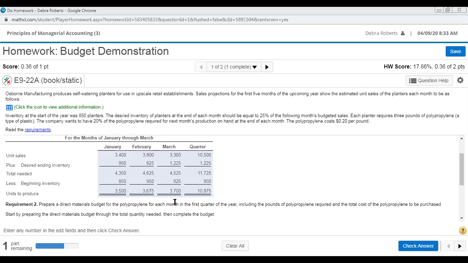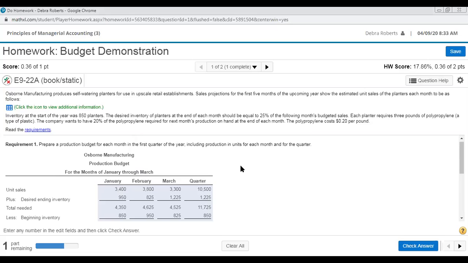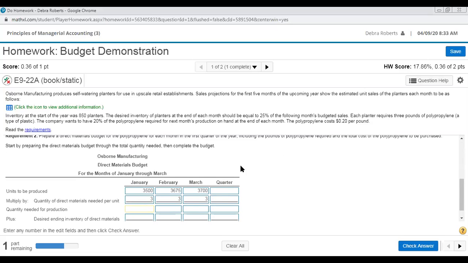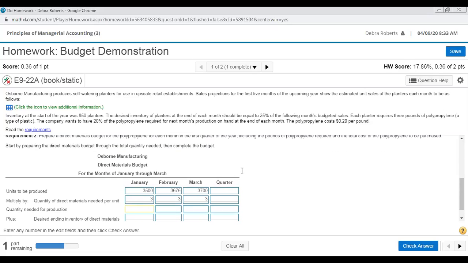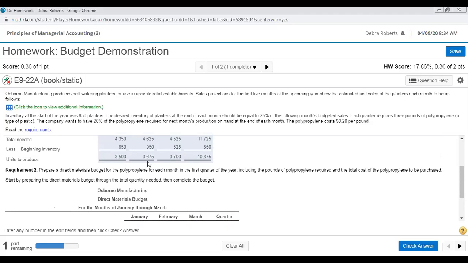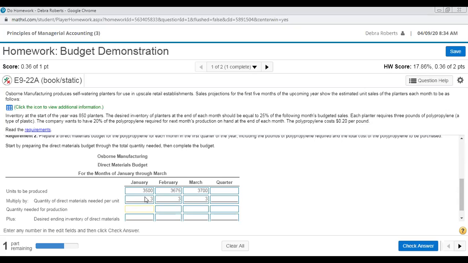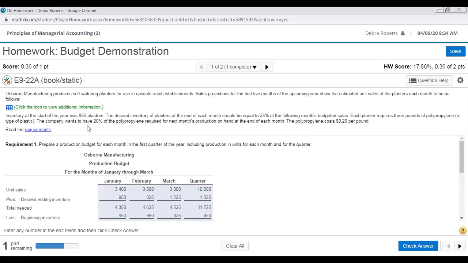With that information in mind, what we need to do now is complete our direct materials, because we know how many units we need. Now we need to know how much of the materials we need to purchase. So in this case, I just took the 3,500, the 3,675, and the 3,700 units, and I plugged them right here because that's all we need. We've already calculated that. Now in the instructions above, let's look.